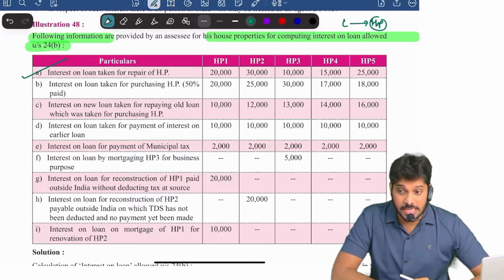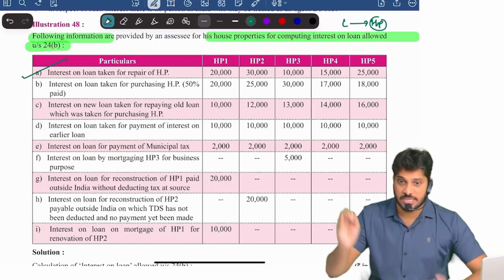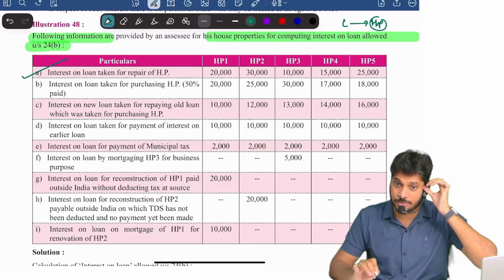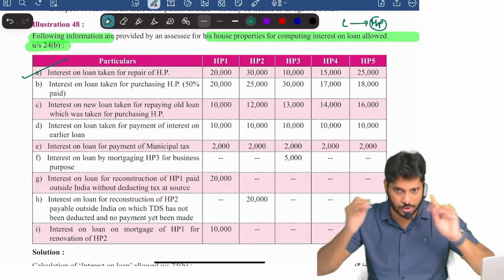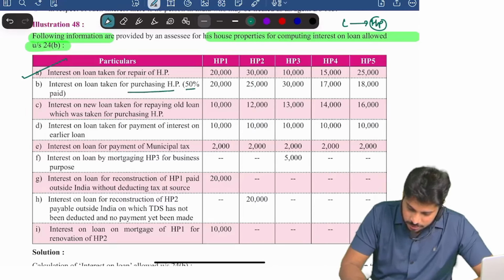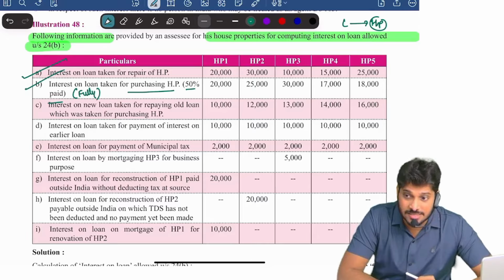And here in house property interest deduction, you will get it whether you borrow from a bank and FI, or even you borrow from relatives and friends, doesn't matter. Source of borrowing doesn't matter. Under house property, you will get deduction irrespective of any source of borrowing. Remember that. Interest on loan taken for purchasing housing, 50% only paid? No. Fully allowed, because you get interest deduction on accrual basis.